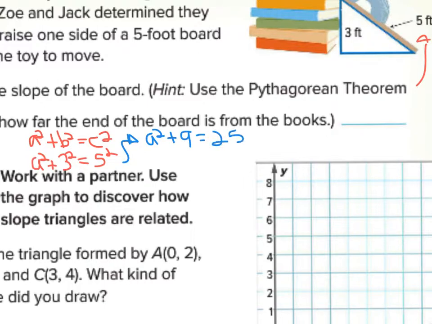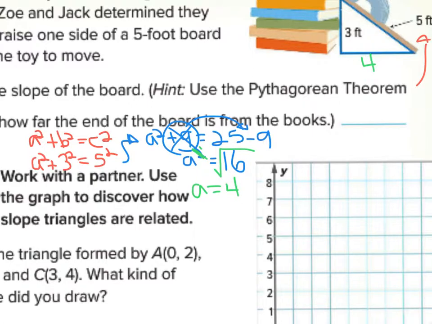I'm going to isolate by taking my 9 over to the other side, and it becomes minus 9. Now I have a squared equals 25 minus 9, which is 16. And now I have to undo the square, so I will square root it. Square root the 16, and that gives me a equals 4. So I simply have 4 right there.